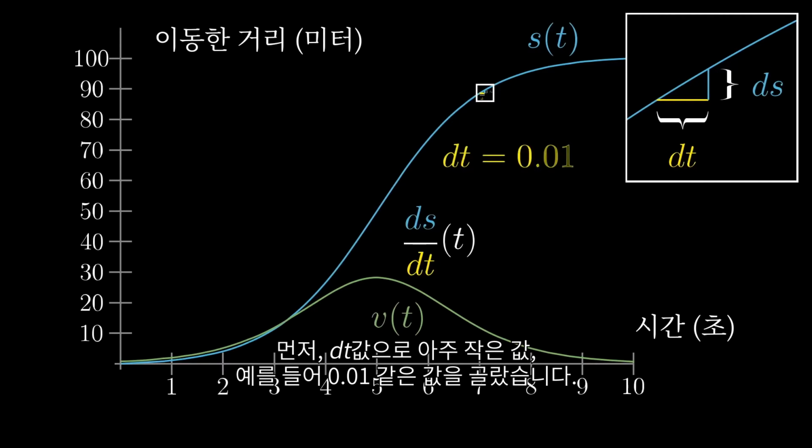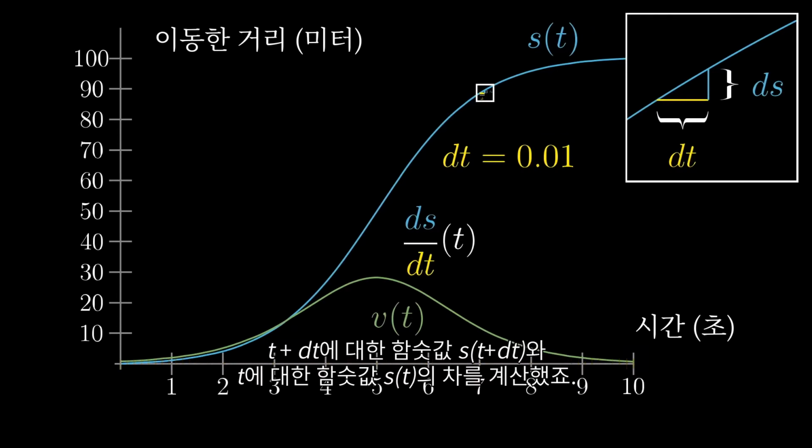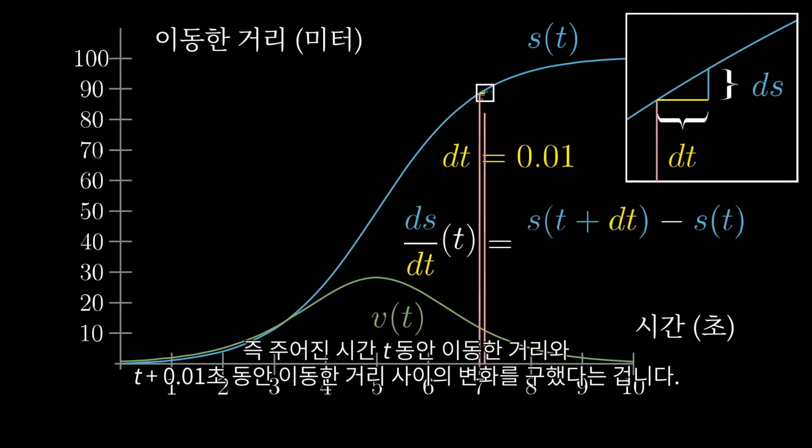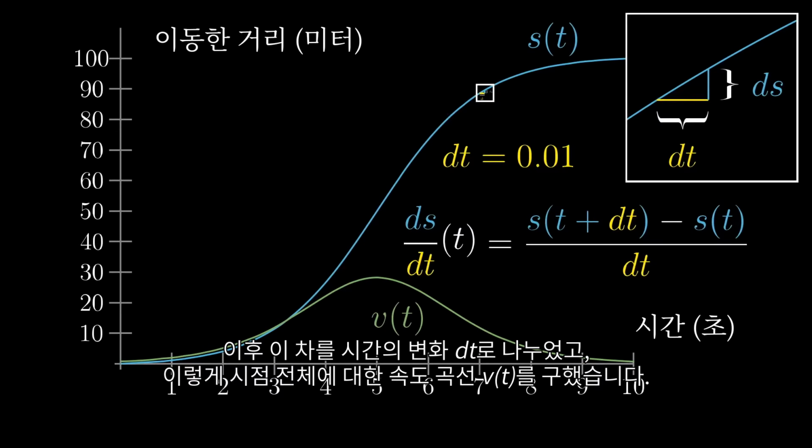First, I chose a small value for dt. I think in this case it was 0.01. Then I had the computer look at a whole bunch of times t between 0 and 10 and compute the distance function s at t plus dt, and then subtract off the value of that function at t. In other words, that's the difference in the distance traveled between the given time t and the time 0.01 seconds after that. Then you can just divide that difference by the change in time, dt, and that gives you velocity in meters per second around each point in time.